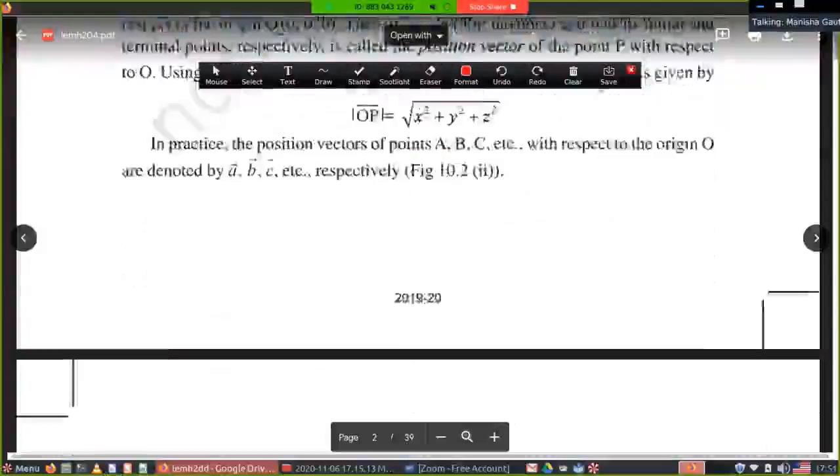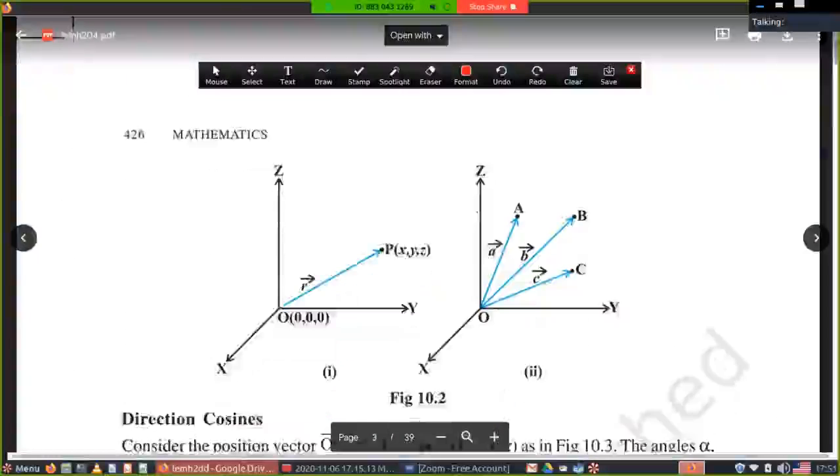Here we can see the point P lying, because we are talking about three-dimensional geometry. So here the coordinates will be x, y and z. The position of this P with respect to this origin is OP, and OP is the position vector of P, and it is denoted by vector r. Suppose the points are A, B and C, and the vectors are denoted vector a, vector b and vector c, and these, OA, OB and OC, are the vectors with respect to the origin.